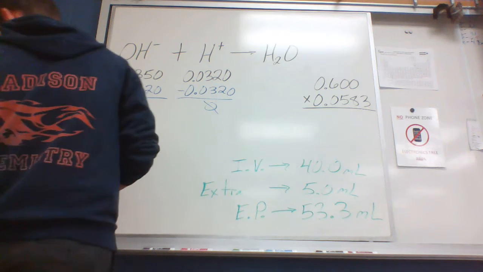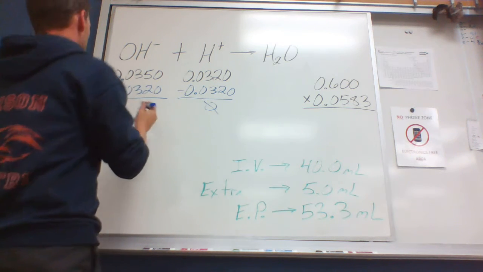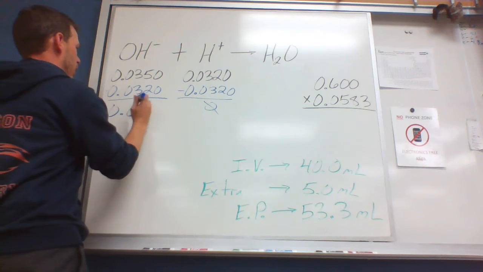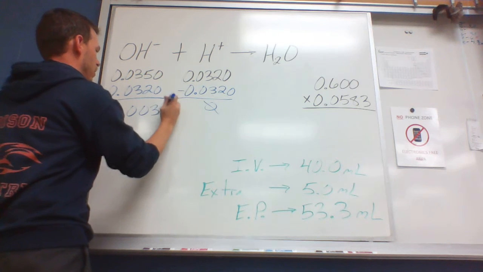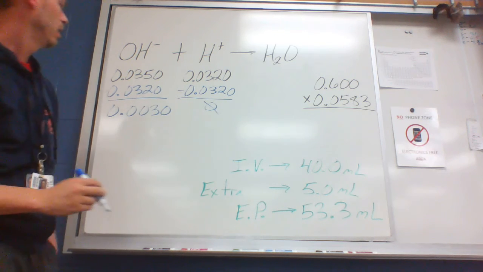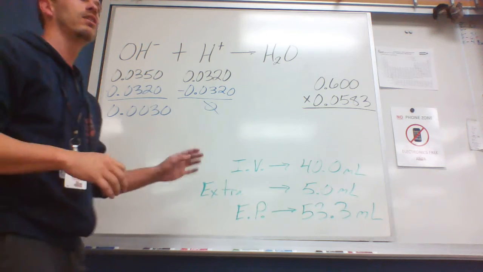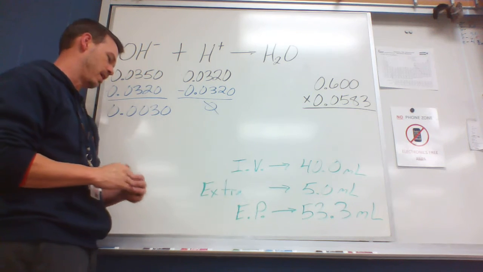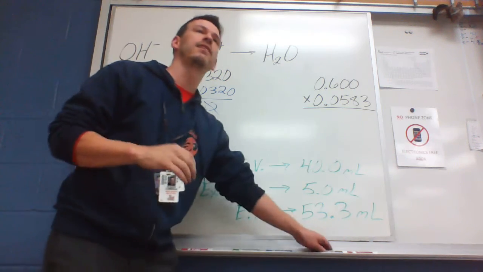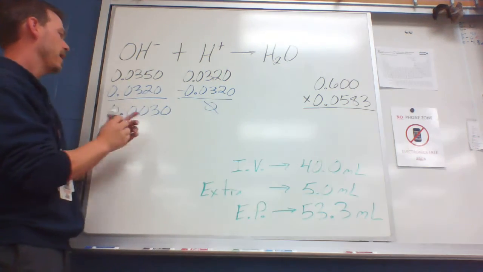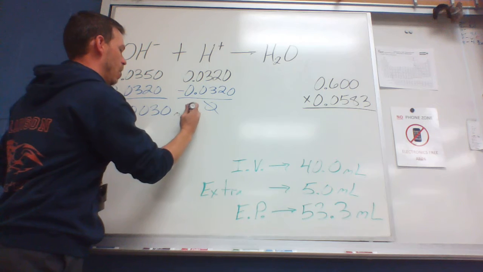All right. And it looks like I'm going to get 0.0030. Now, some of y'all are confused why we wrote all these green numbers. It's for this. It's for you to see this part. Here's my mole count. It wants to know the pH.